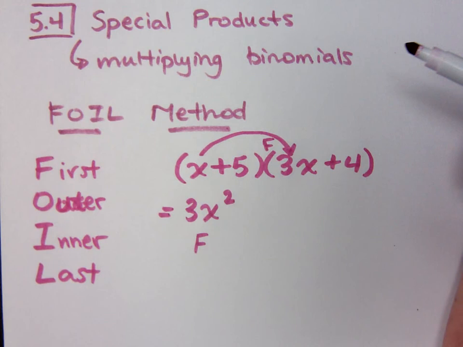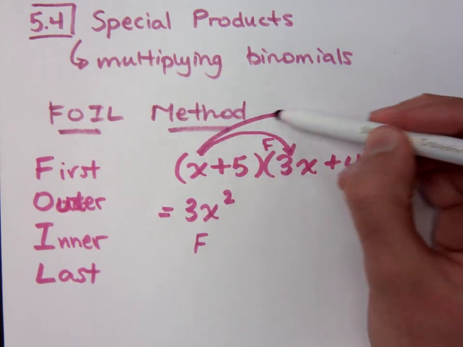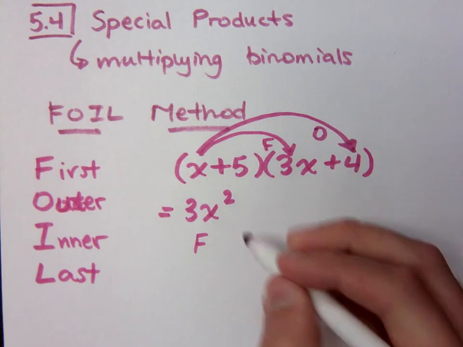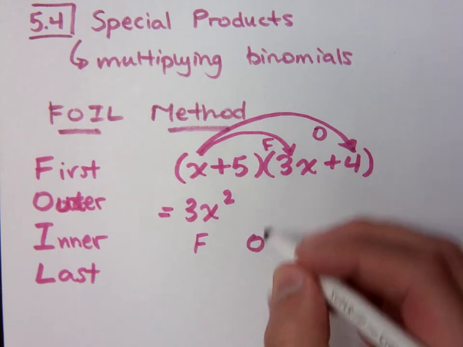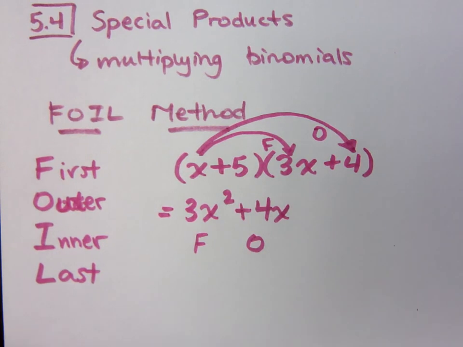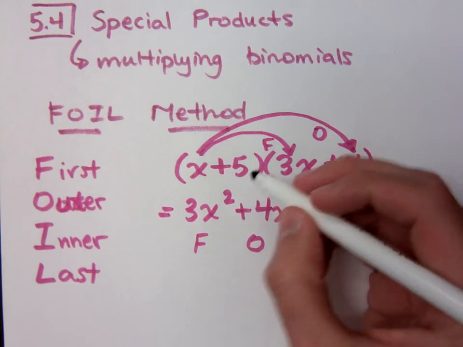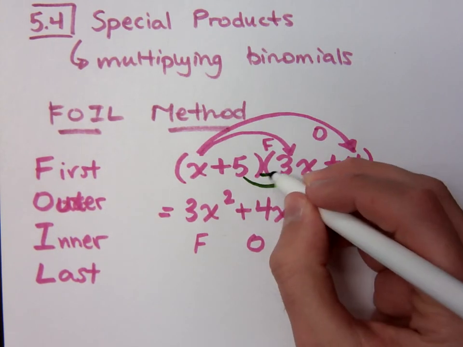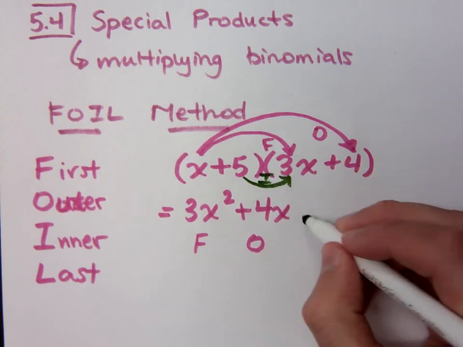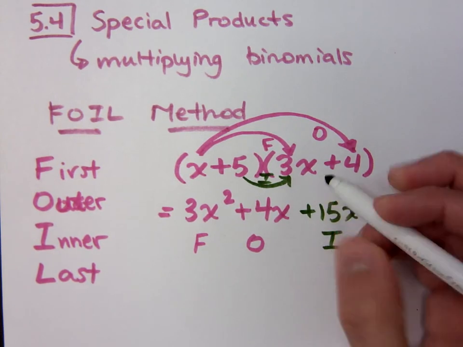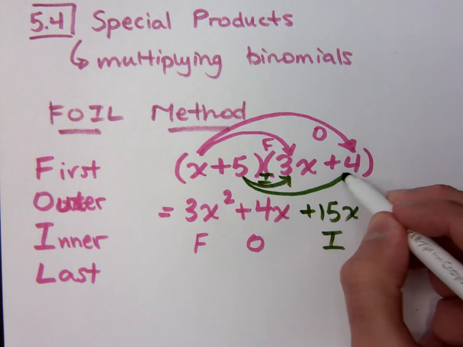The O stands for outer terms. Those are the terms that are on the outmost side of this product right here. So what's the O for this FOIL method? 4x. And then you move on to the inside pieces. That means the pieces that are on the innermost part of this product right here. What's that product? 15x, and then what's the product for the last terms?